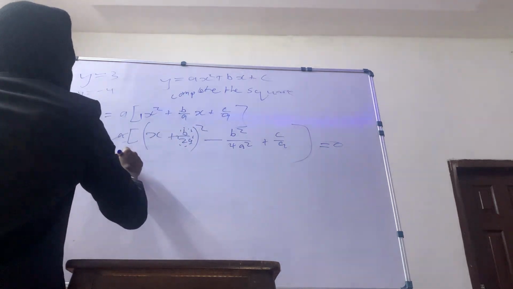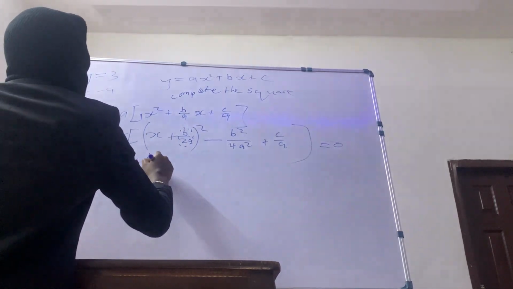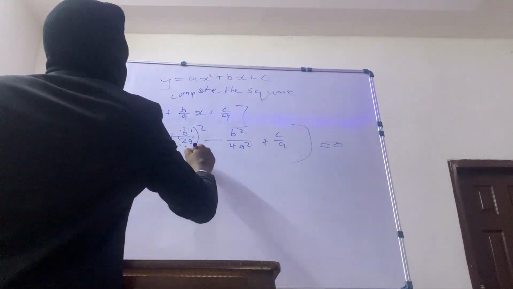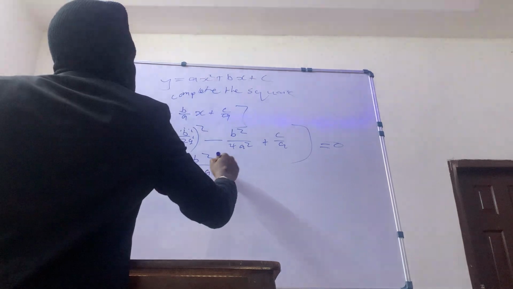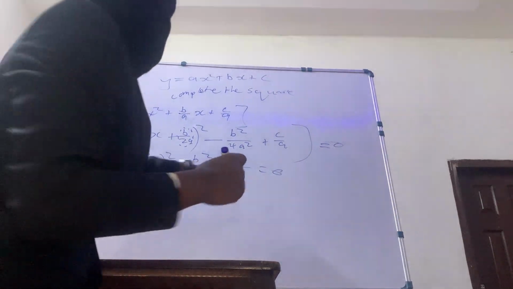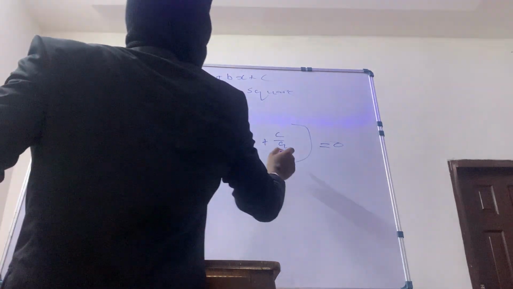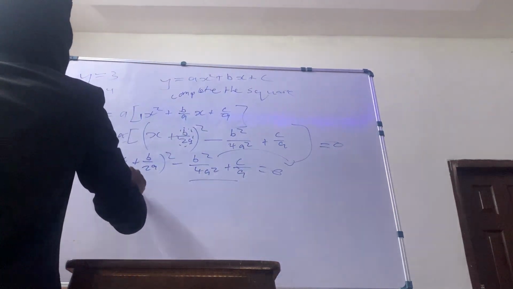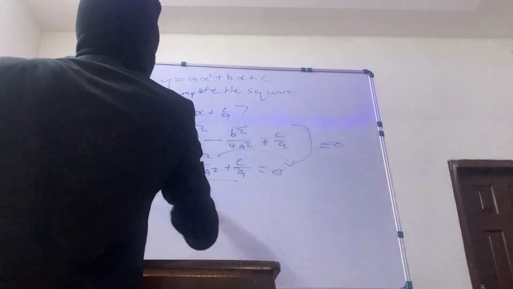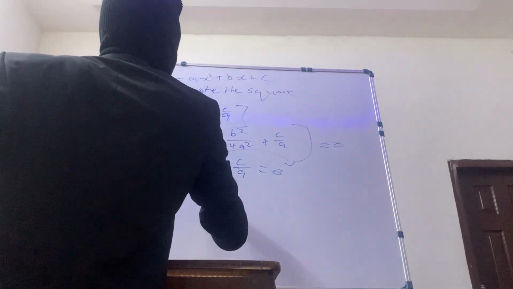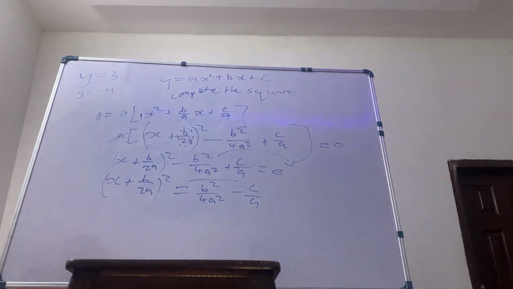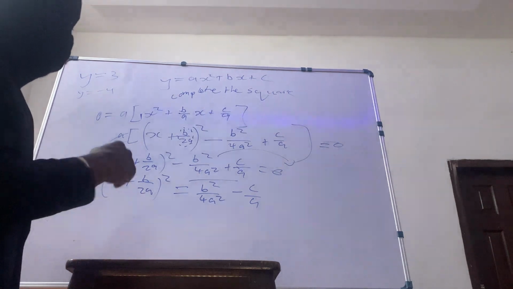I'm going to be left with x plus b over 2a, bracket squared, minus b squared over 4a squared plus c over a is equal to 0. Now I'm going to shift all these letters to this side. I'm going to be left with x plus b over 2a bracket squared, which is equal to b squared over 4a squared minus c over a. Beautiful stuff.